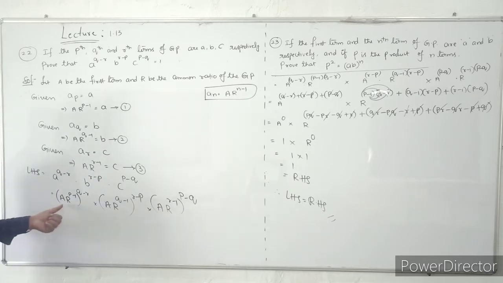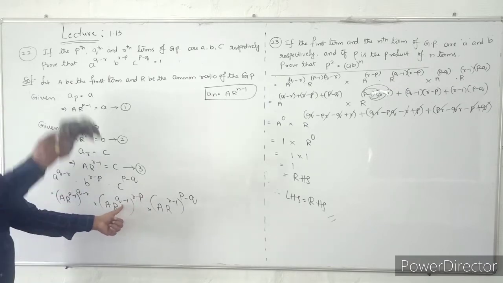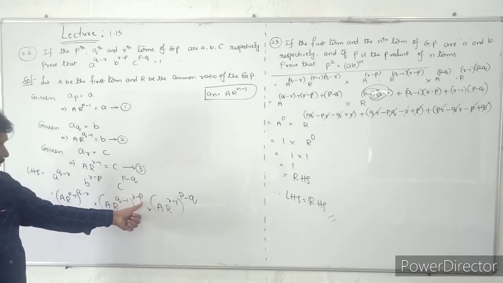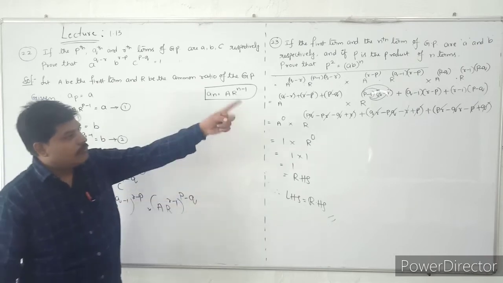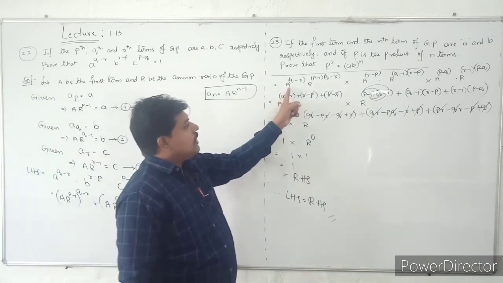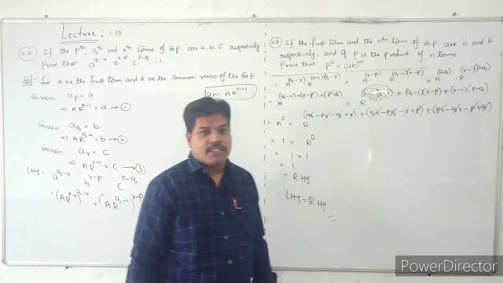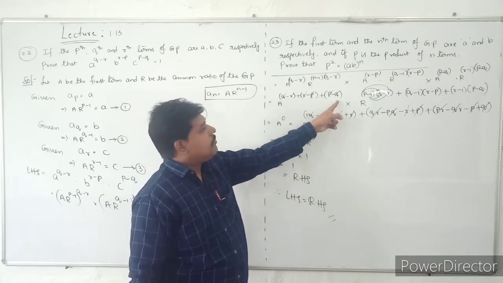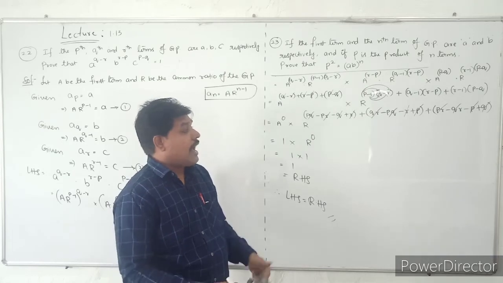So next apply the powers: A power q minus r into R power p minus 1 into q minus r, plus A power r minus p into R power q minus 1 into r minus p, plus A power p minus q into R power r minus 1 into p minus q. So here A power q minus r, A power r minus p, A power p minus q, the bases are equal, just add the powers. Similarly for R also, the bases are equal, we can add the powers of R.